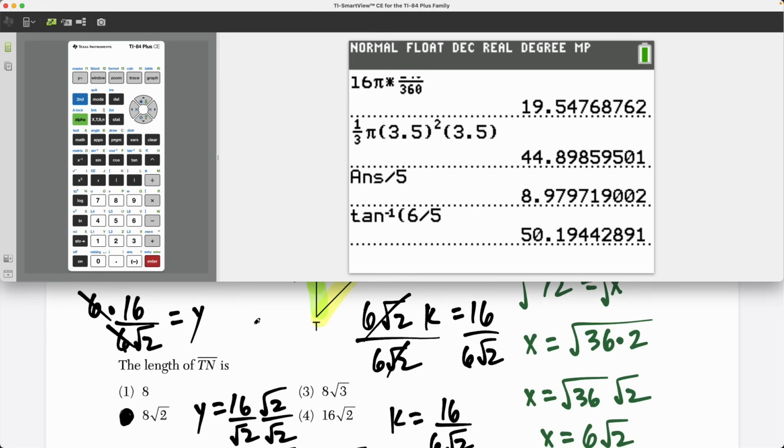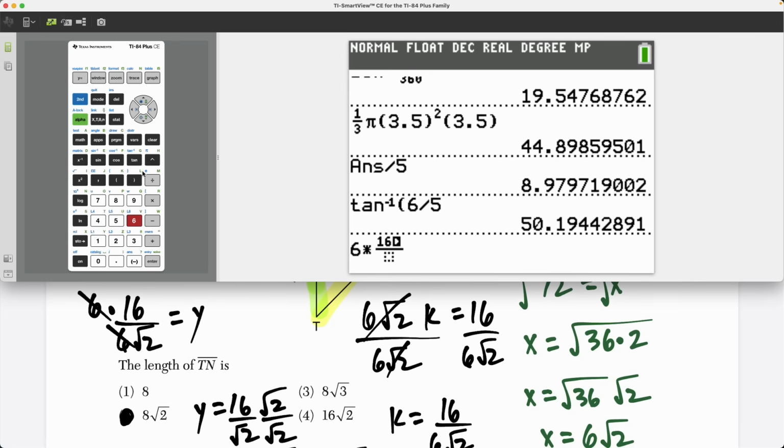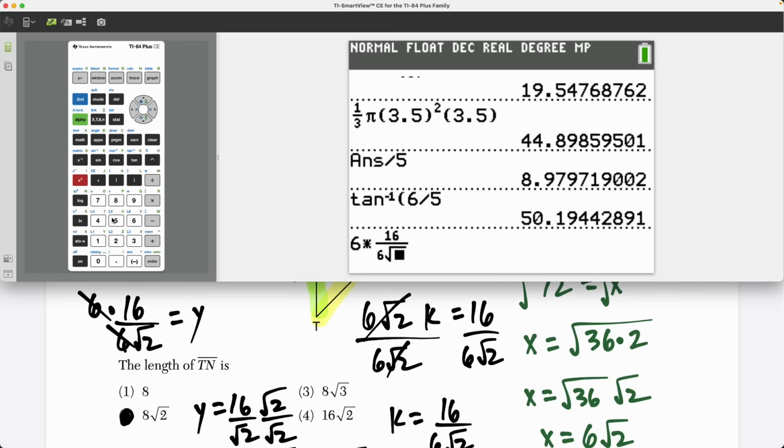But let's say you're looking at that algebra and you're just like, no way, that's way too difficult. You could do 6 times and then do alpha y equals enter to pull up a blank fraction, and then write 16 divided by 6 square root 2. So let's say we get to this step and we're just like, all right, this is the best that I could do here.